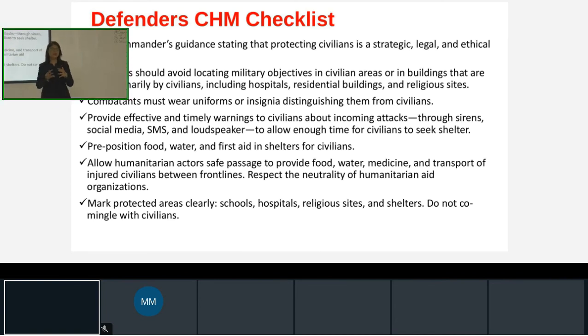And a lot of the research that we have done and a lot of the policies and practices focus a lot on the attack phase, not on the defensive phase. And there are things that defenders can do to protect civilians from the effects of attack.